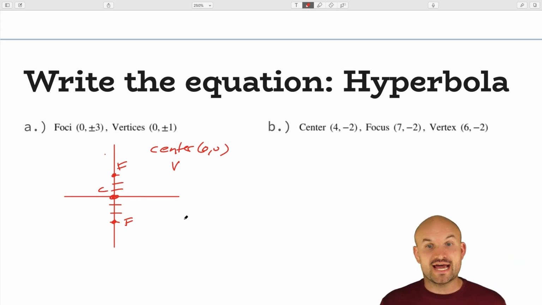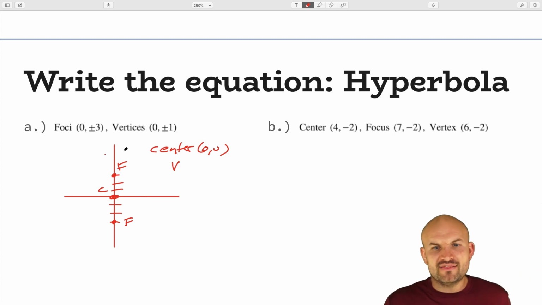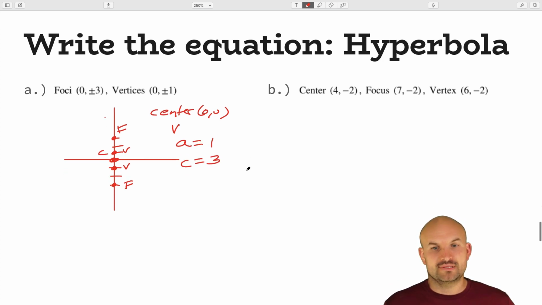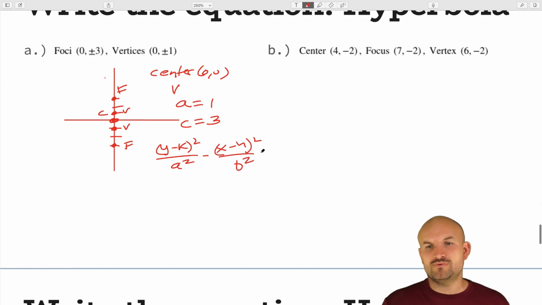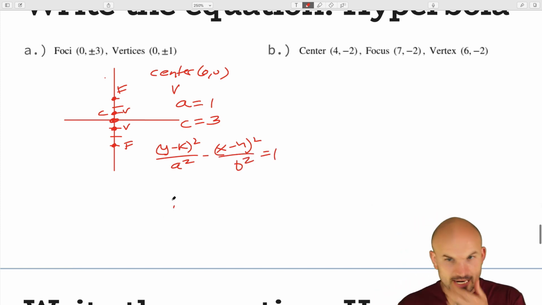So therefore, my equation now is going to be a little bit different than the last one I did. That's going to be y minus k squared over a squared. And then I have my vertices here, which is plus or minus 1. So there's a vertex, there's a vertex. So from this information, I can identify the center because that's the midpoint. I can identify my a, which is 1, and my c, which is 3. And then also I know the equation is going to be y minus k, quantity squared, over a squared minus x minus h, quantity squared, over b squared is equal to 1. Okay? All right.